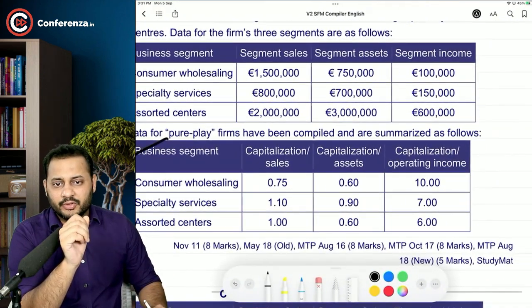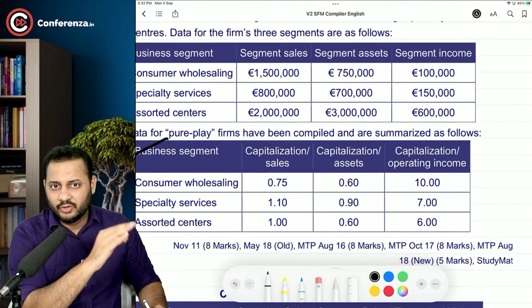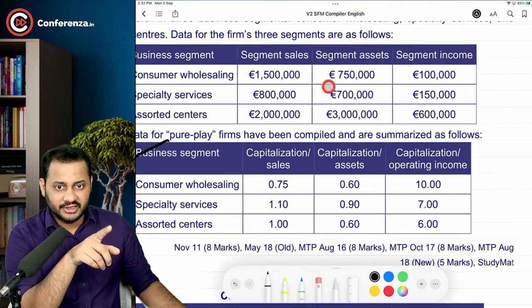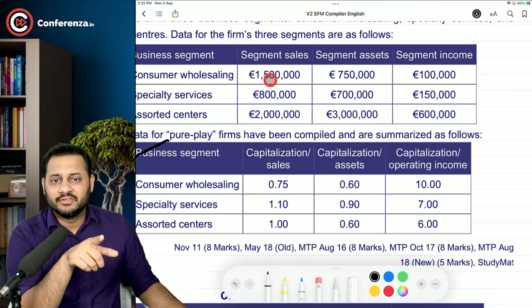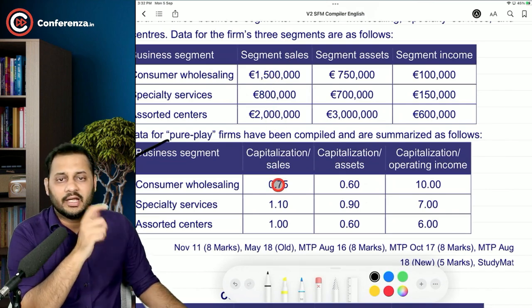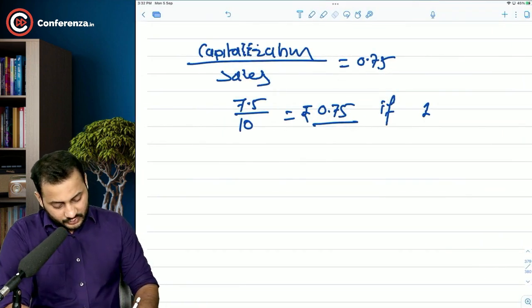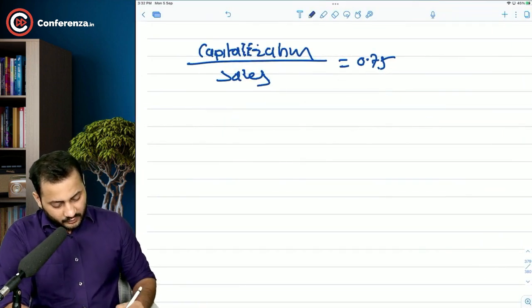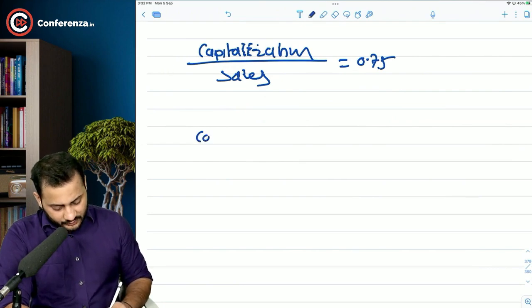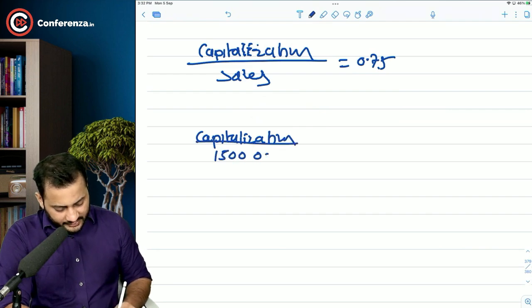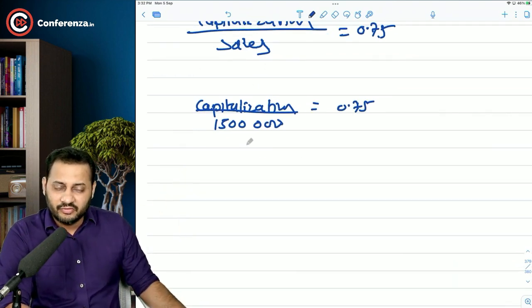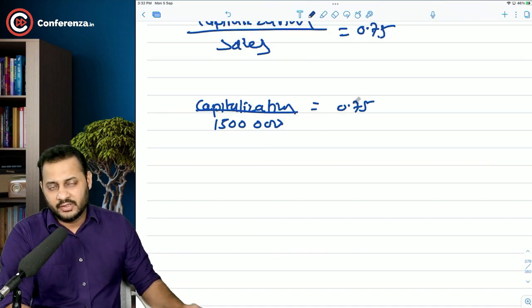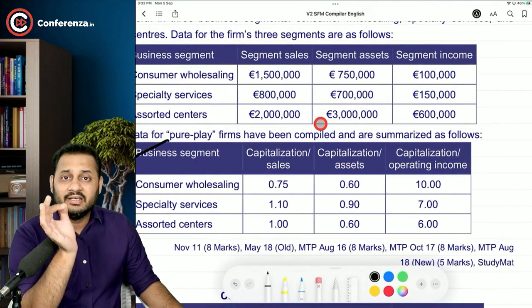So basically, capitalization to sales is equal to 0.75. Capitalization divided by sales is equal to 0.75, and you can put down the value of the sales, which is 1.5 million, and automatically calculate the capitalization value. So I will put down the value of sales, and the sales is 1.5 million, right? If you keep it like this, you can easily calculate the value of capitalization as 1.5 million multiplied by 0.75. And in this manner, we are going to calculate 9 different values.